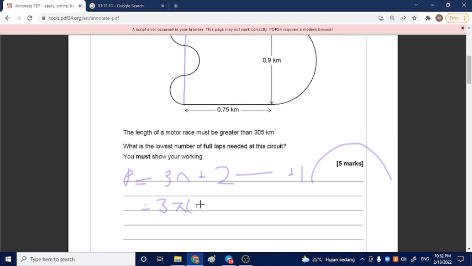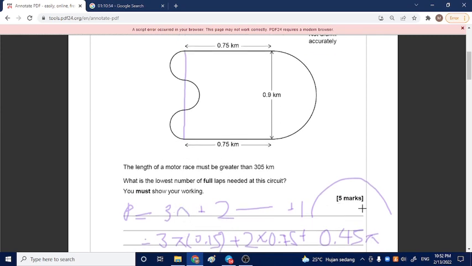3 pi 0.15 plus 2 times 0.75 plus 0.45. Alright. 0.45 pi. Both of these are the same, apparently. I wonder if there's like a rule about that. It makes sense in a way, but that's a question for another day. I mean, like n smaller circles and one large circle both have the total diameter is the same, hence the perimeter will be the same as well.